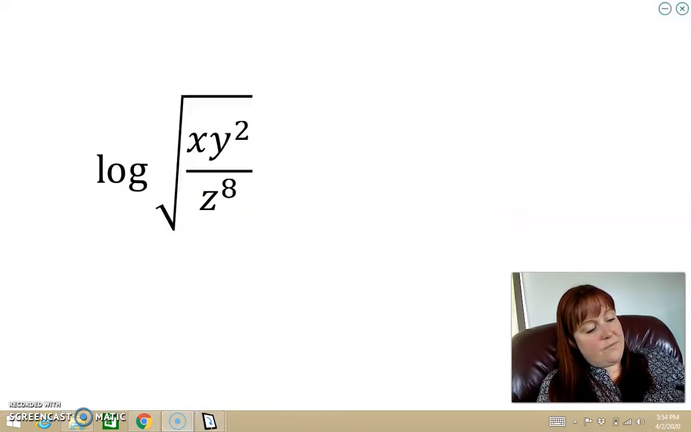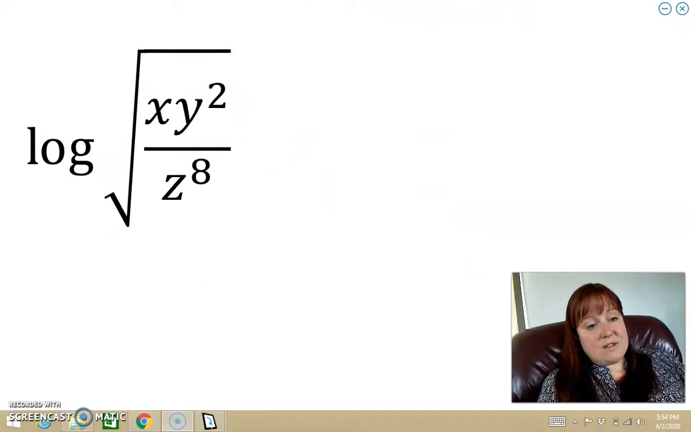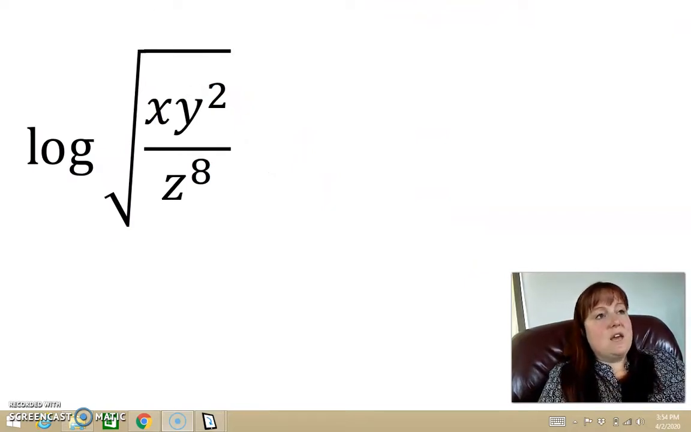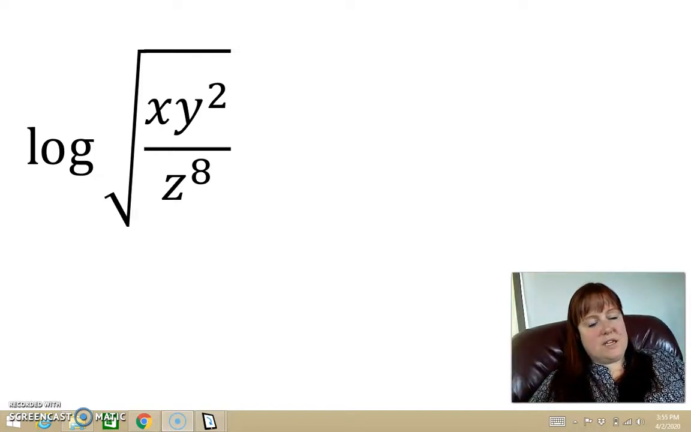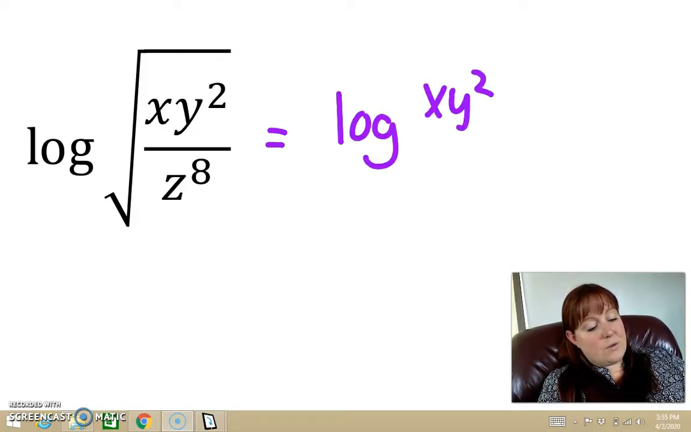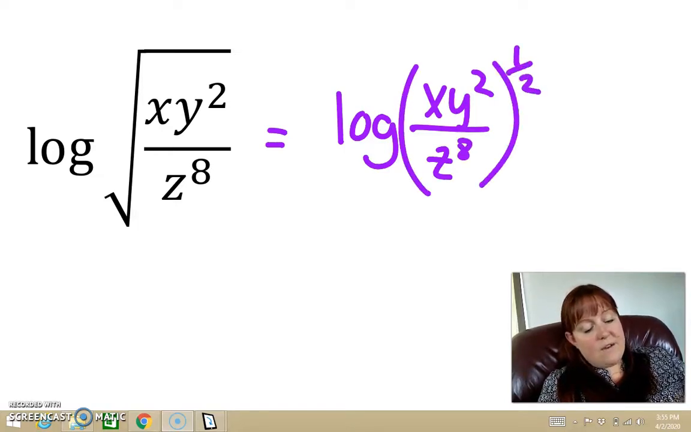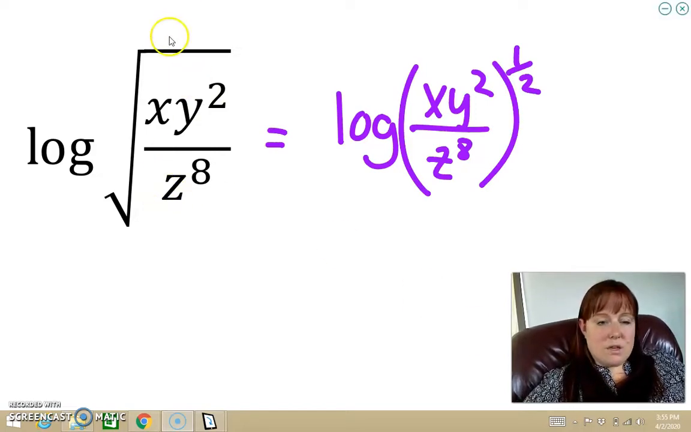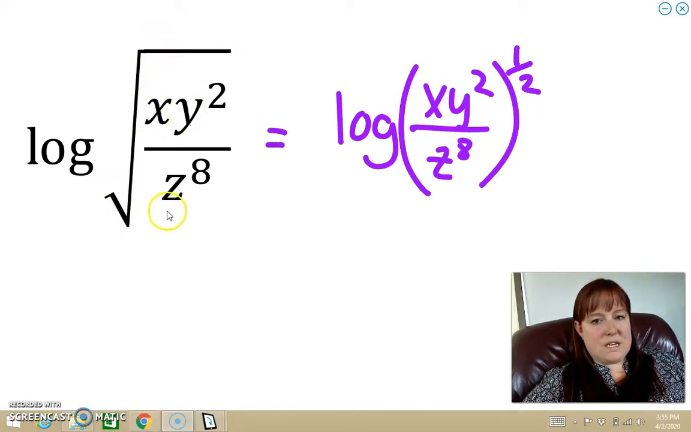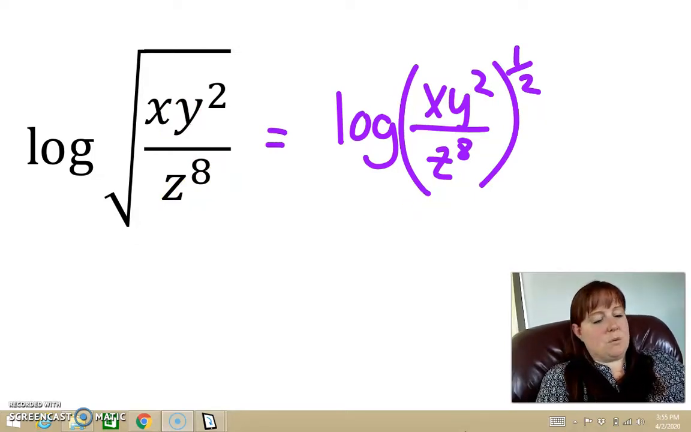Okay, next one. Going to expand this one as well, right? So we're going to get it all the way so that it's just like log x, log y, and log z are all by themselves, basically. So the first thing that I notice is that this square root is over the entire thing. So let me just rewrite this as log of xy squared over z to the 8, all to the 1/2. And the reason I want to do that is because I notice that this square root is applying to every single one. So this is really like the square root of x, square root of y squared, and the square root of z to the 8. And it's easier to do it this way than to just write each square root individually, but if you wanted to write them as each square root, that's fine.